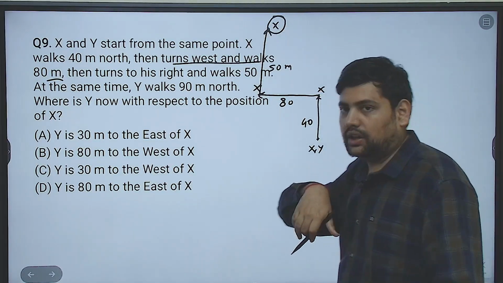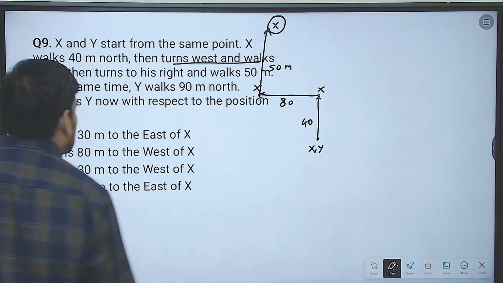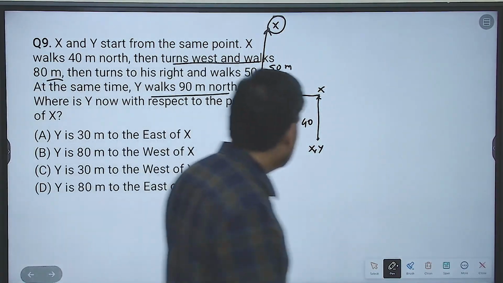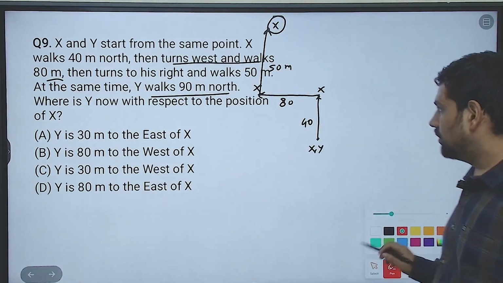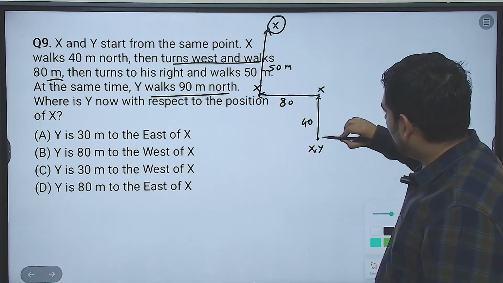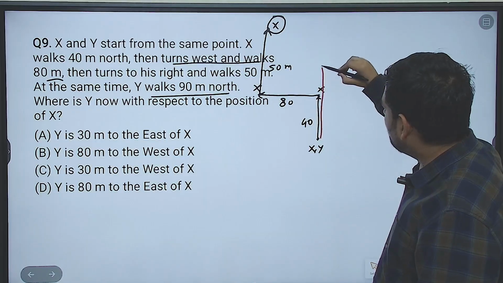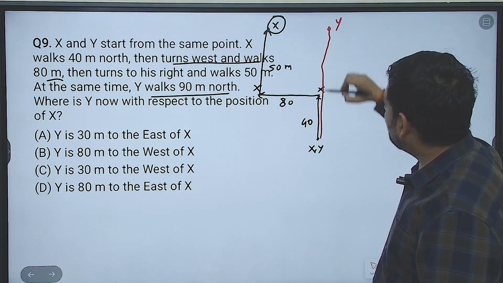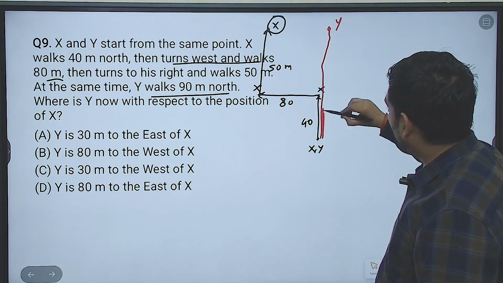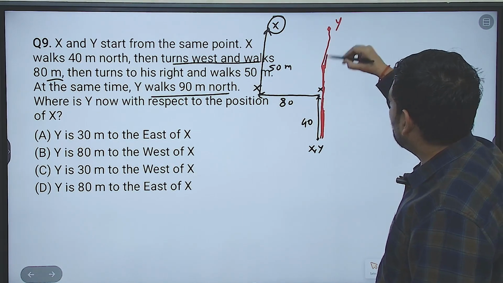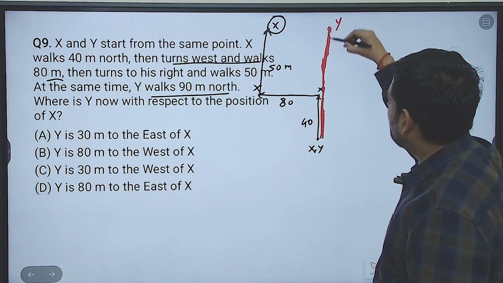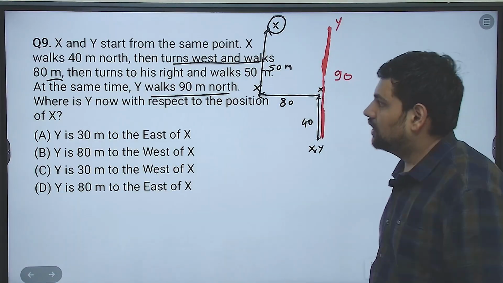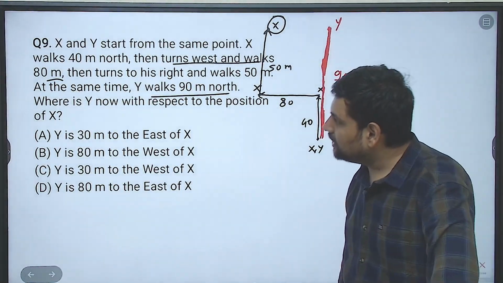I'm making a circle here. Then let's see for y. So y walks 90 meters north. So y starting from here walks 90 meters north. So this is 40 plus 50. Can you see? Exactly the same length in the vertical direction is what y will travel. Why? Because this is 40, this is 50, the sum total is 90. So what it says, y walks 90 meters north.